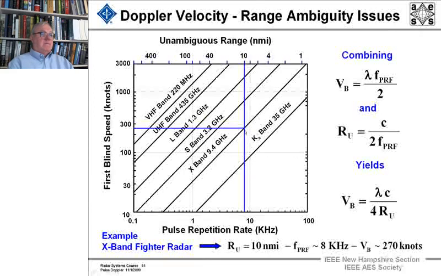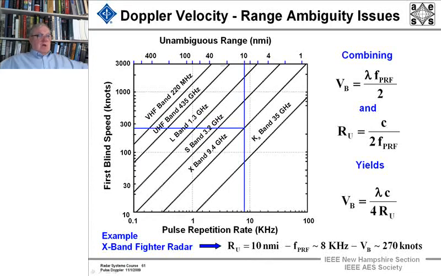And if you just look in the middle, you'd have an unambiguous range of 10 nautical miles, and a PRF of 8,000 hertz with a blind speed of 270 knots. So clearly, you're going to want to see further than 10 miles.